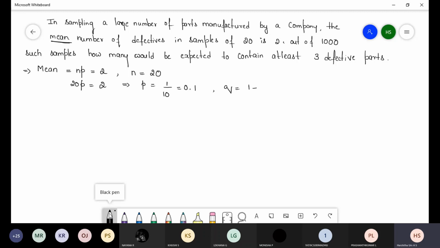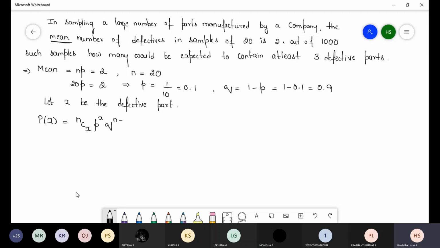Now q is equal to 1 minus p. So 1 minus 0.1 is 0.9. Let us take x to be the defective part. So I write, let x be the defective part. Now write the formula: P of x is equal to nCx p power x q power n minus x. Here n is 20, Cx, p value is 0.1 whole power x, q value is 0.9 whole power 20 minus x. So here we can see how many would be expected to contain at least 3 defective parts.